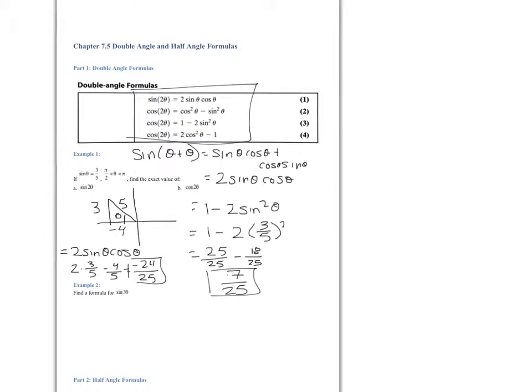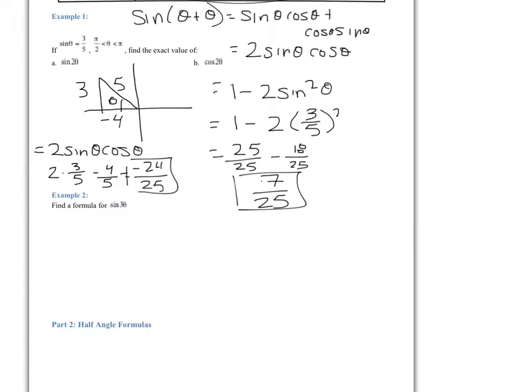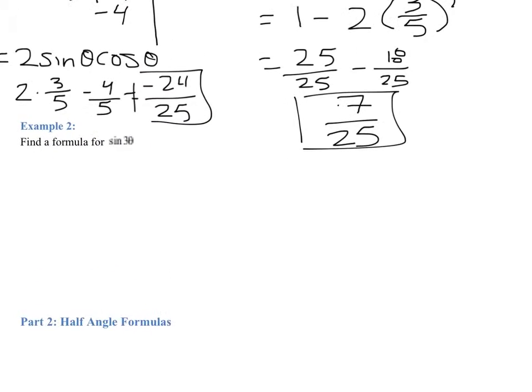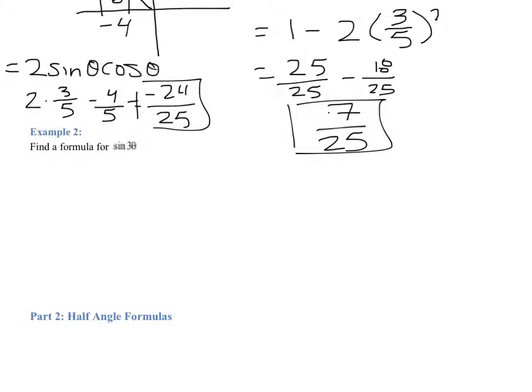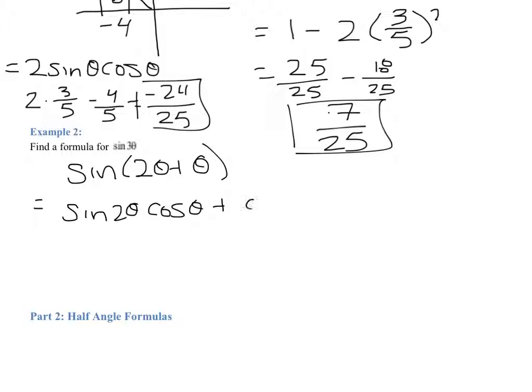So if we zoom out just a little bit, scroll down, we can come up with a formula for the sine of 3 theta. So sine of 3 theta, use what we know, is 2 theta plus theta. So now we're going to use our sum or difference formula. So that's sine cos plus cos sine. So there's our first step. Now, we already know what sine of 2 theta is. We can look up above, we can look at our notes.